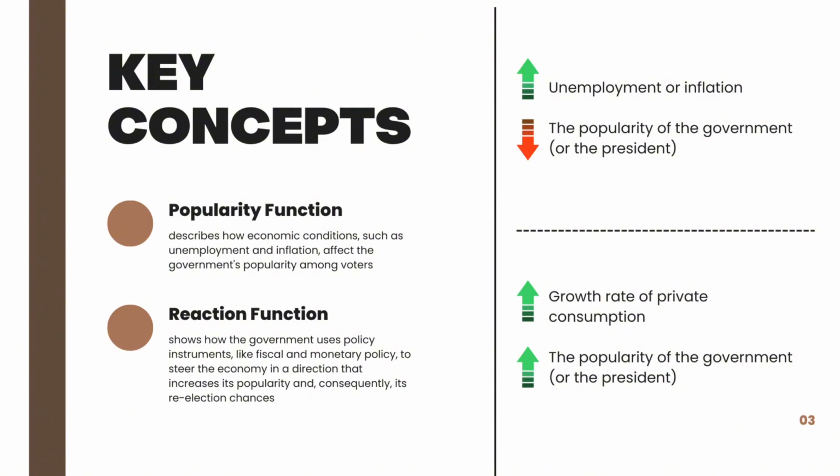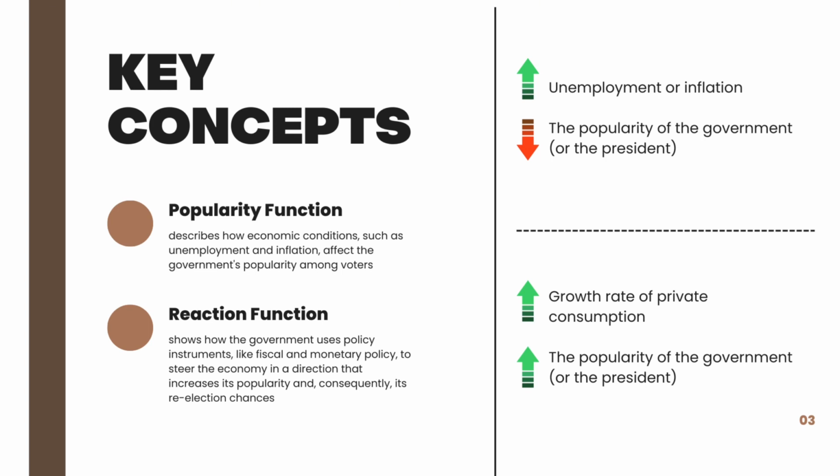The analysis revealed interesting findings. When unemployment or inflation rise, the popularity of the government or the president decreases. Conversely, an increase in the growth rate of private consumption enhances popularity. Why does this matter? Because the government responds to changes in popularity as an indication of future election outcomes. In times of low popularity, the government focuses on steering the economy to improve its election chances. However, when popularity is high, the government can afford to pursue policies based on ideologies, even if they aren't always popular with the voters.